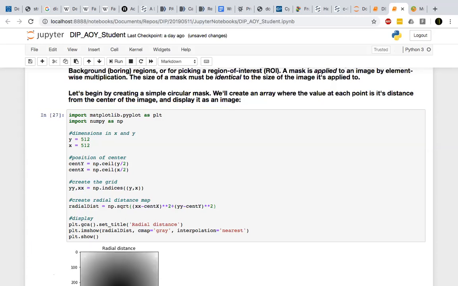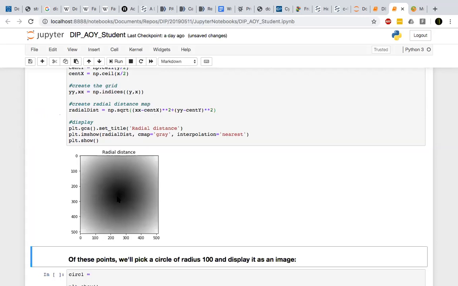So let's see that this is what we got. In the very center, we said black is 0. White is a large number. And what we get is that it's very small in the middle, and it grows towards the edges. So this is not surprising. This is the radial distance of every position from the center of this image.